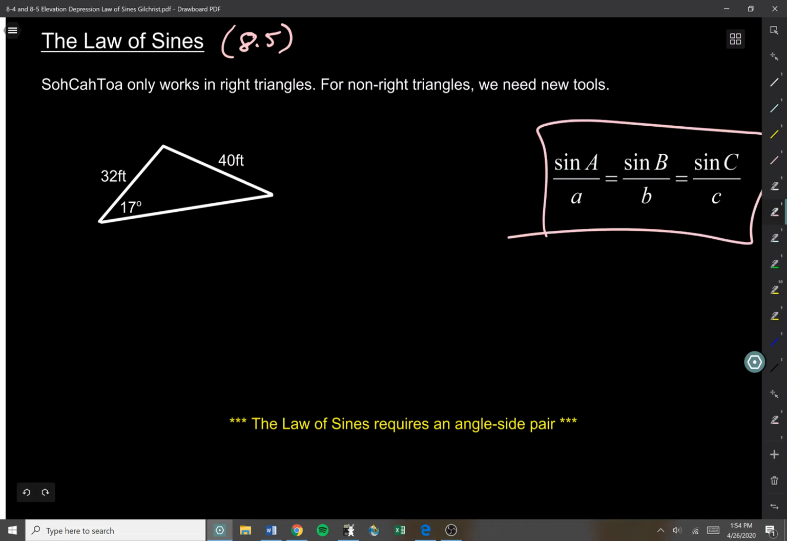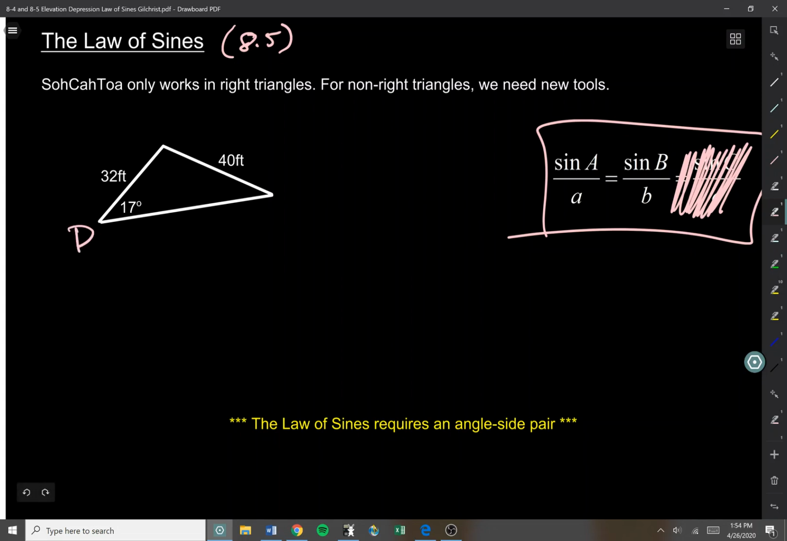The law of sines looks like this. Sine of A over A equals sine of B over B, which equals sine of C over C. You will pretty much never see all three written at once. We pretty much just write sine of A over A equals sine of B over B. But here's the point, okay? The letters themselves don't matter.